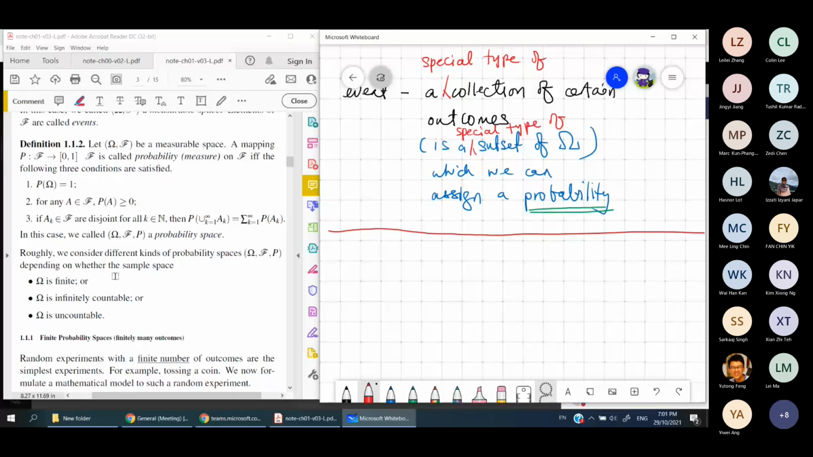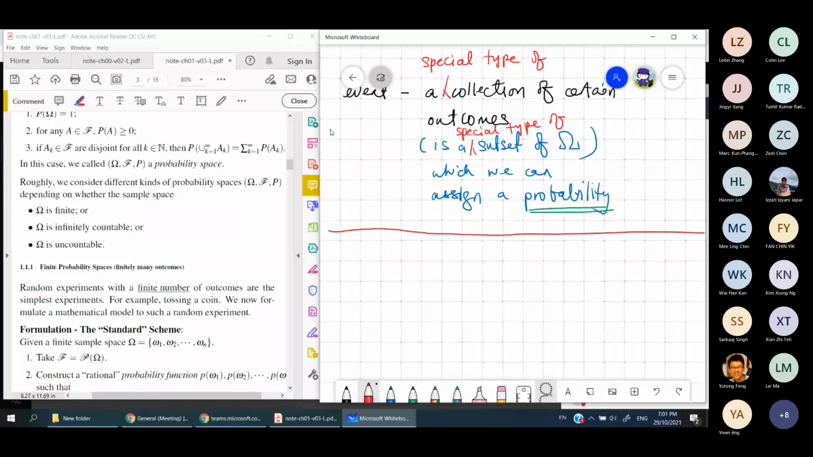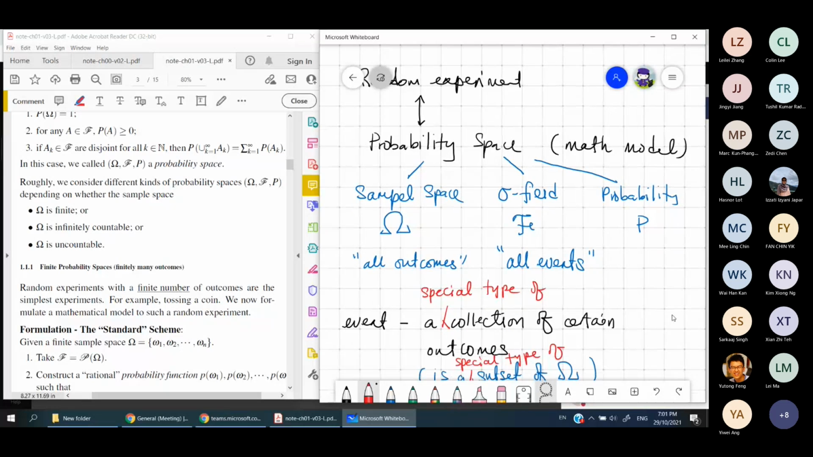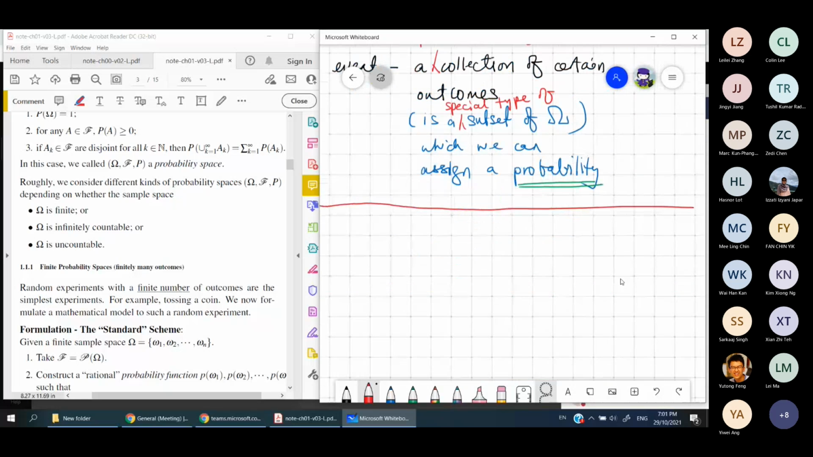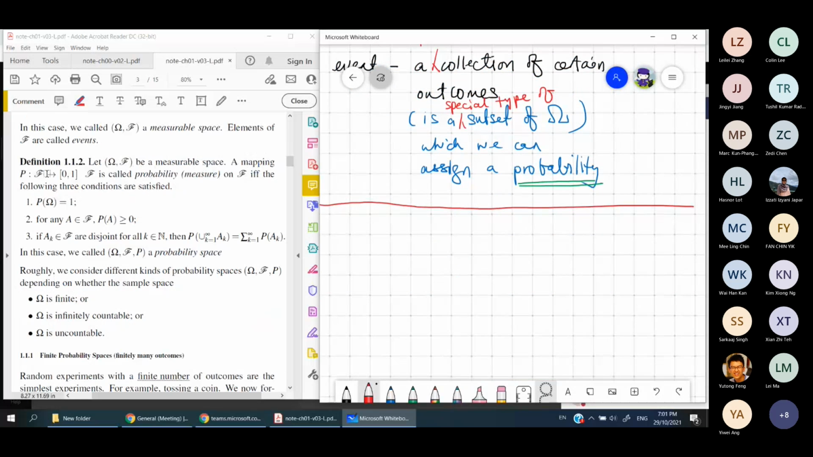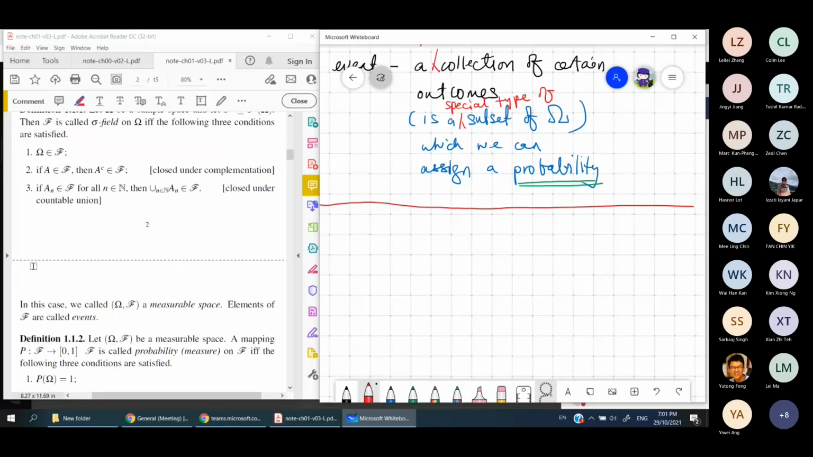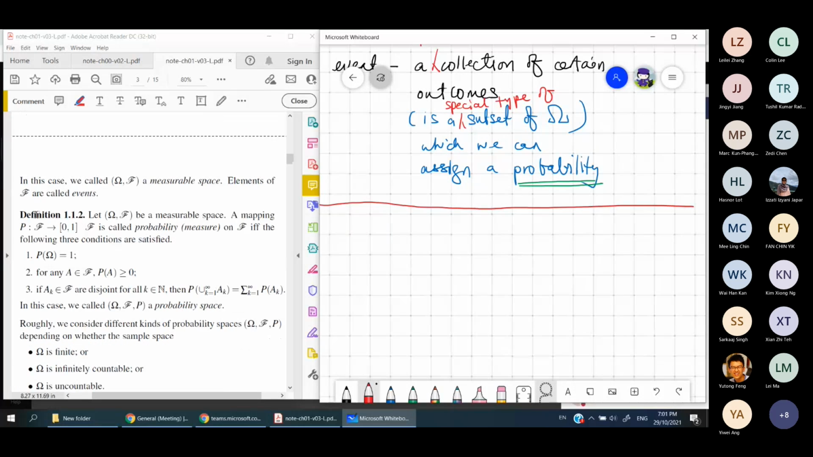So again, I repeat: we're going to construct these three objects, sample space, sigma field, and the probability, to describe one random experiment. I think this is the answer for your question just now. What is the sigma field? Actually, the definition is here. Let's forget it first. This one, definition for probability, we leave it first.